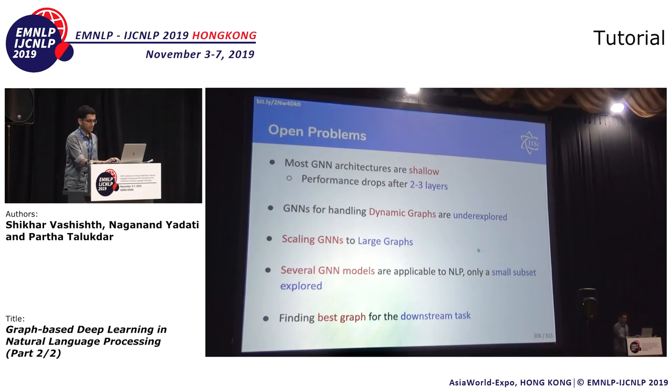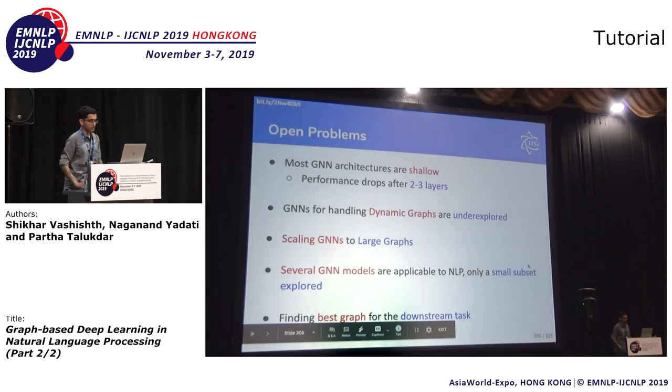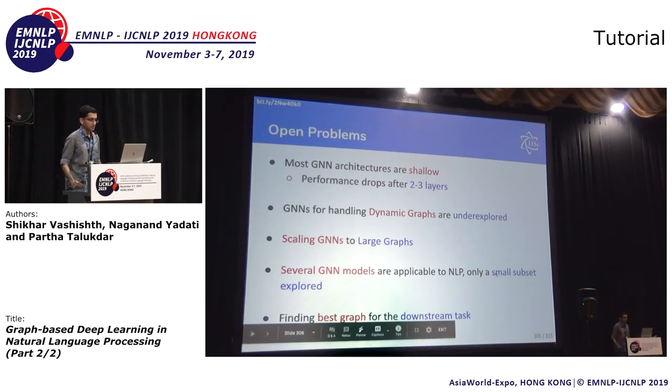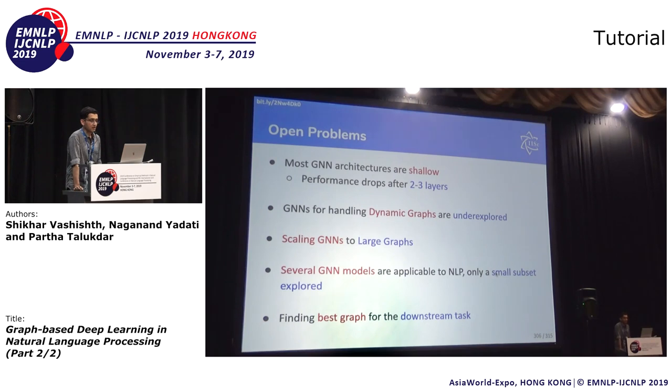What is the best graph for the downstream task? As one person in the audience pointed out, which graph to use for a particular problem is still an open problem. So that also needs to be explored. As we said, this field is not yet explored. There are still a lot of graph structures where GNNs can be exploited, specifically for NLP.